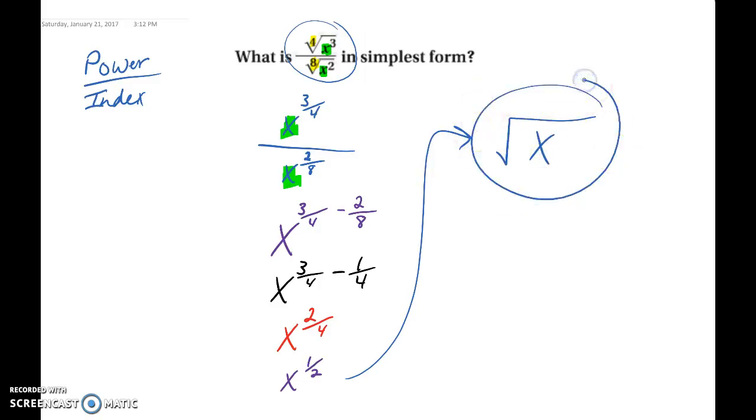So that is your final answer, right? At times when you're asked to simplify or reduce your radicals, you may want to look and see, if I rewrite it as a rational exponent, will my rational exponent simplify? And if it does, you need to simplify that fraction, right? This is your final answer, the square root of x and nothing else.